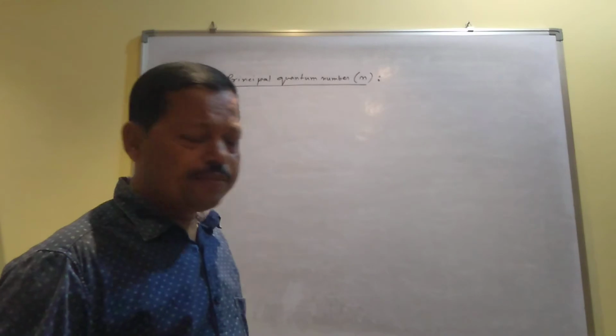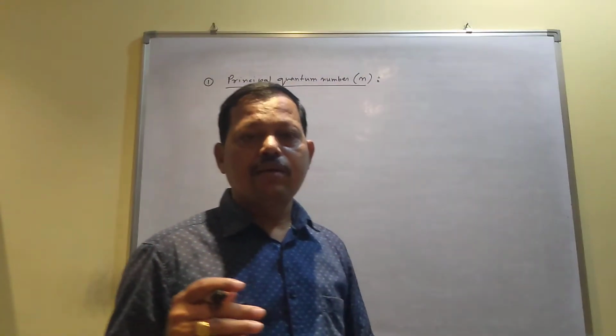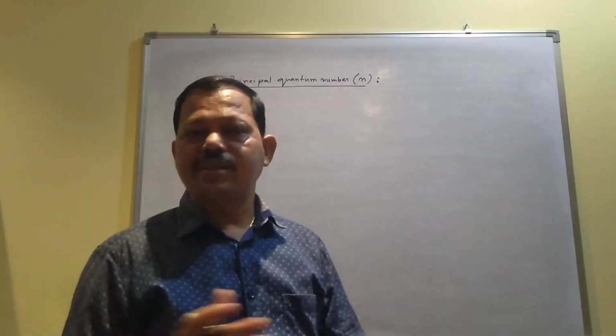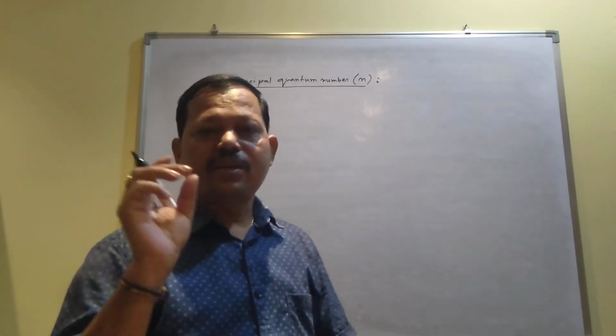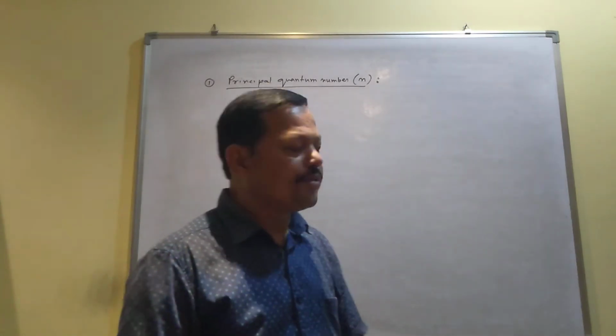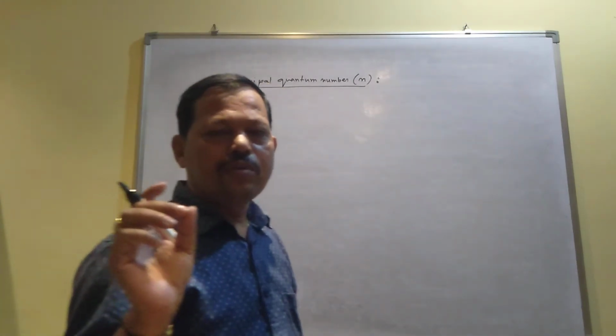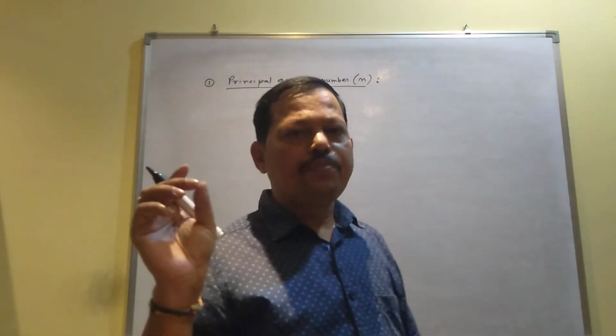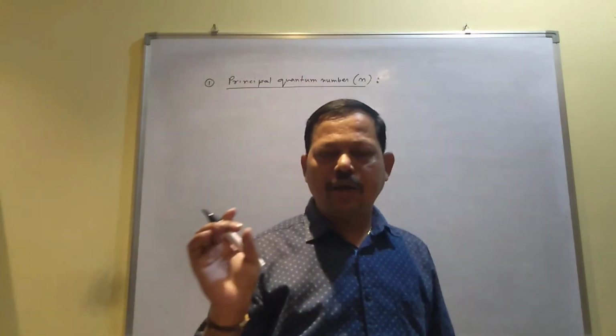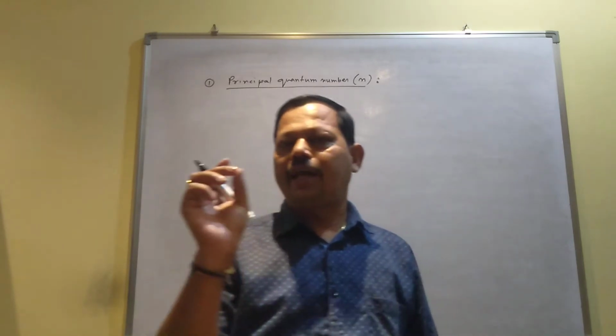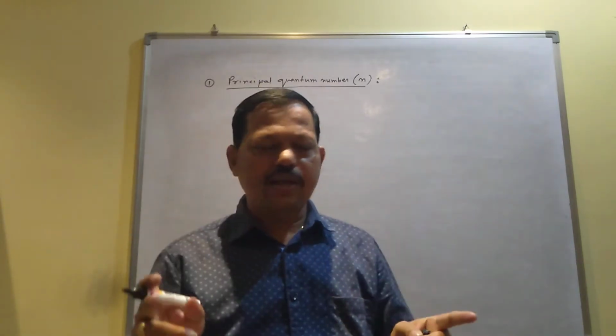this quantum number mainly represents the main energy shells. I mean, it represents the shells present in an atom. The n value may be 1, maybe 2, maybe 3, except 0. The n value starts from 1. If n value is 1, it represents the first shell.